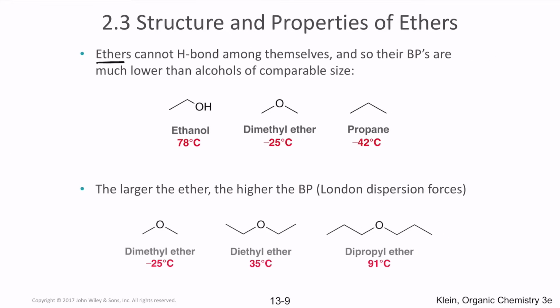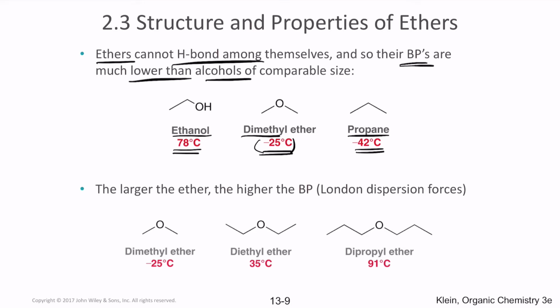Now, ethers cannot hydrogen bond among themselves, so their boiling points are much lower than alcohols of comparable size. For example, ethanol has a boiling point of 78. Because of the lack of hydrogen bonding, dimethyl ether has negative 25 and propane has negative 42. So notice that the presence of oxygen does have an effect on the boiling point, because it makes the molecule a little more polar, so there is a chance of having a lot more attraction between molecules.